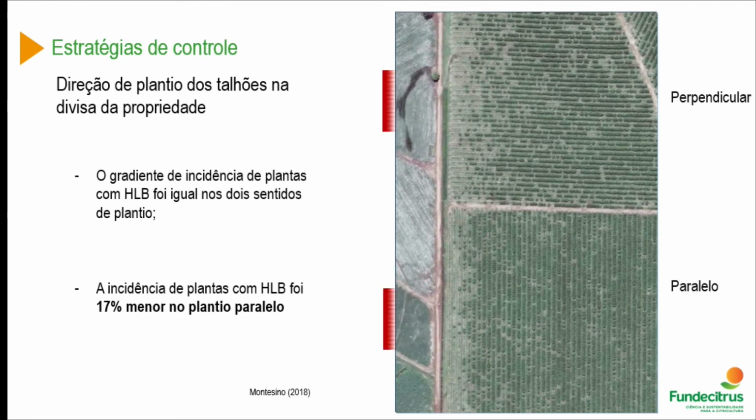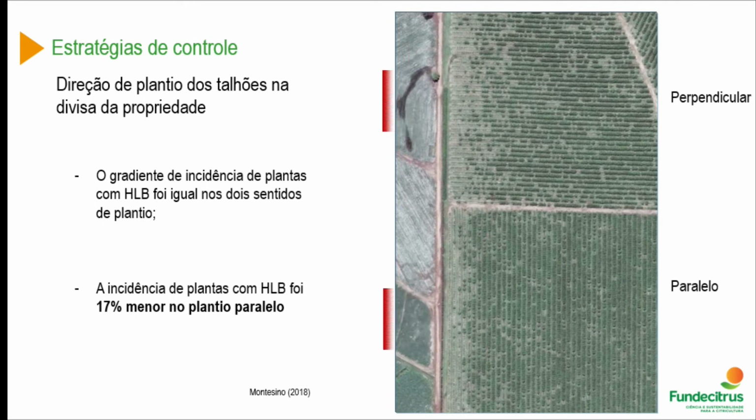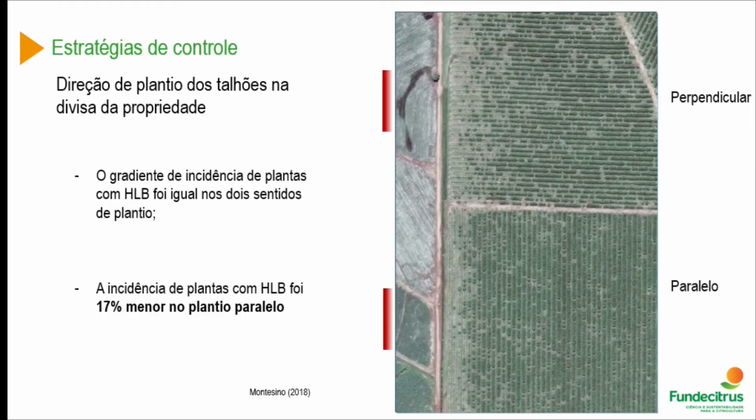And also the planting direction is an advantage that we should explore. We had here Luis Montesino, a PhD student, and I also work with him, and we analyzed the different images from citrus farms where border plots were planted side by side. Some of them were perpendicular to the border and others were parallel to the border. And we saw that the incidence of diseased plants was 17% lower in the plots with a parallel planting.